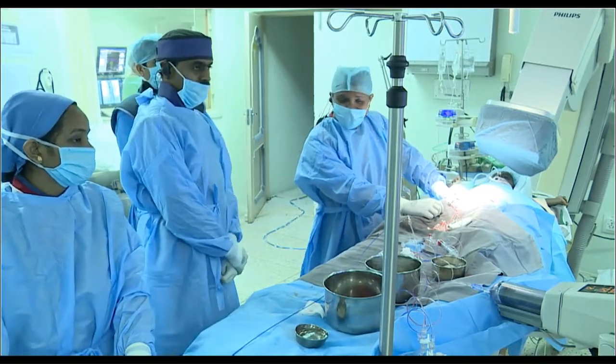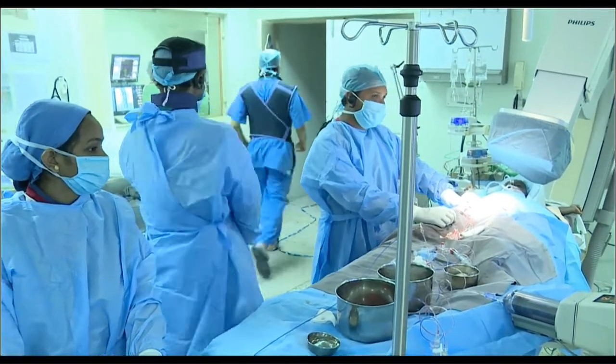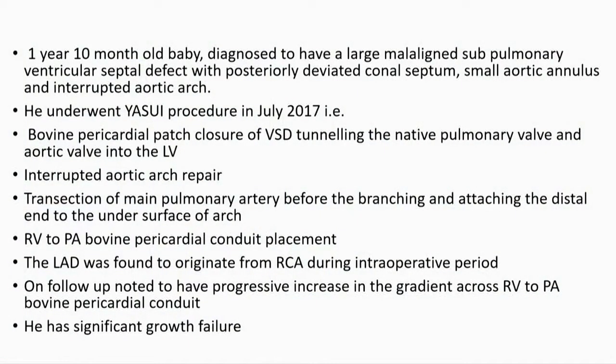1.5-year-old child. Can I quickly run the PowerPoint? 1 year, 10-month-old baby diagnosed to have a large malalignment subpulmonary ventricular septal defect with posteriorly deviated conal septum, small aortic annulus, and interrupted aortic arch.